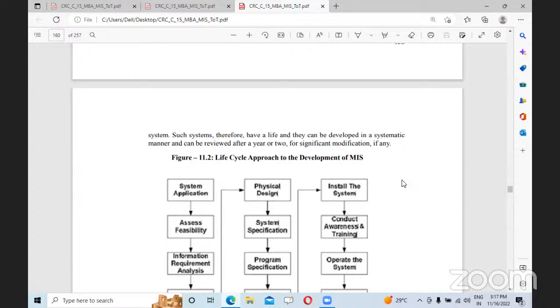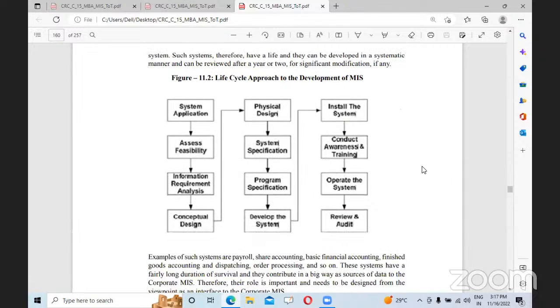Now, the chart showing the life cycle approach to the development of MIS: in that one system application, feasibility, information requirement analysis, conceptual design, physical design, system specific programs, install the system, conduct awareness and training, operate the system, review and audit.